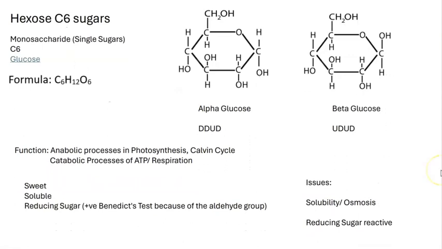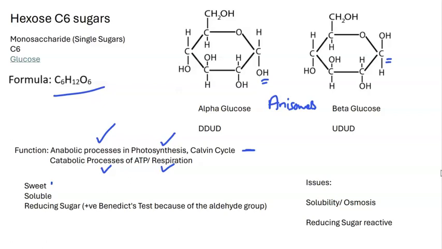So alpha and beta glucose are known as anomers. They have the same formula, but their structural arrangement is slightly different out here on carbon 1. We will come across glucose in anabolic processes where it's made in photosynthesis, particularly in the Calvin cycle. And we'll also be seeing glucose again when we break it down in the catabolic process of respiration.